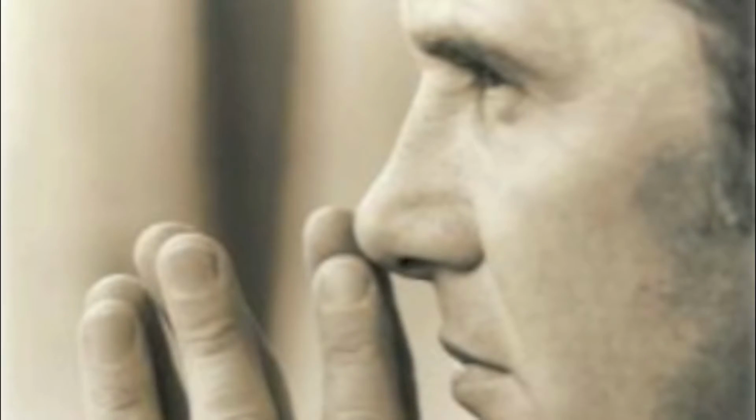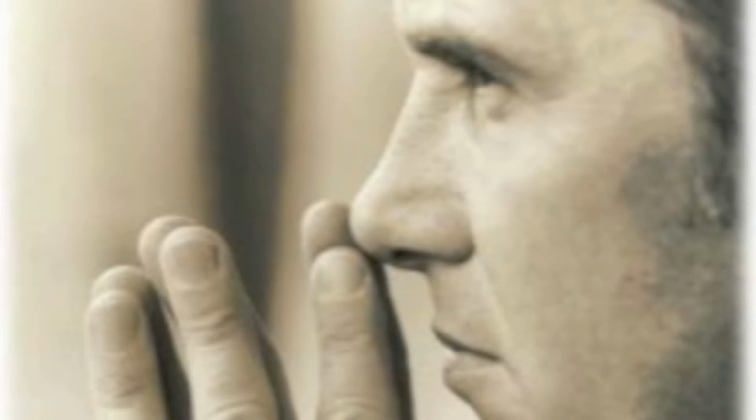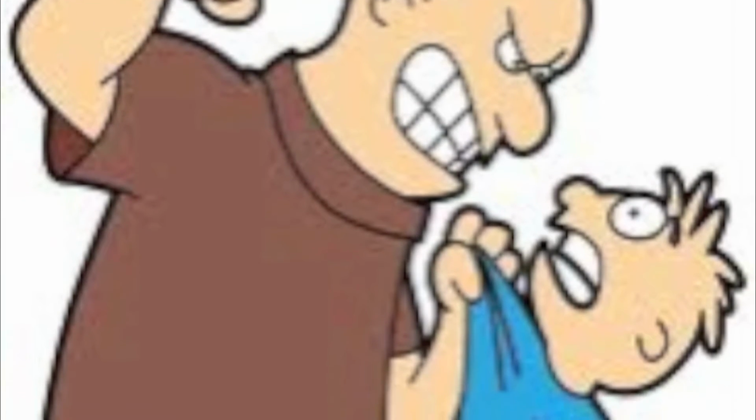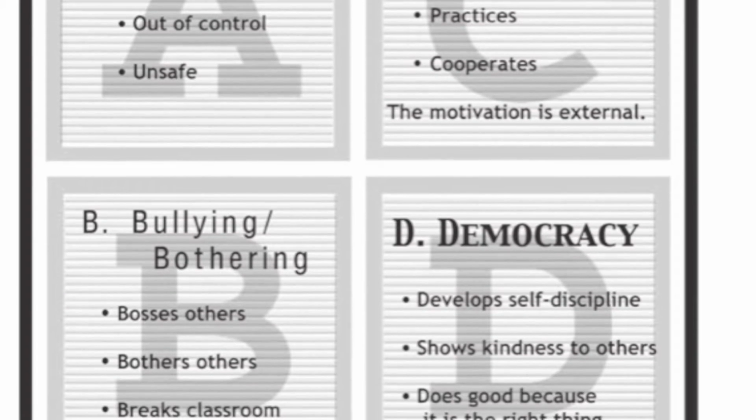In order to move students from behavior based on personal desires and goals to one of increasing social responsibility, Marshall created a hierarchy of social development. It is based on an ABCD table where A stands for anarchy, B for bullying or bothering, C for conformity, and D for democracy. The least desirable level is the A, while the most desirable is the D.